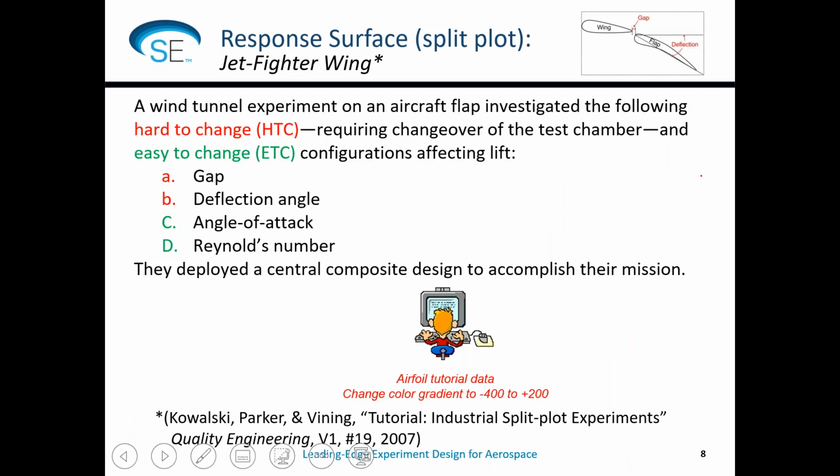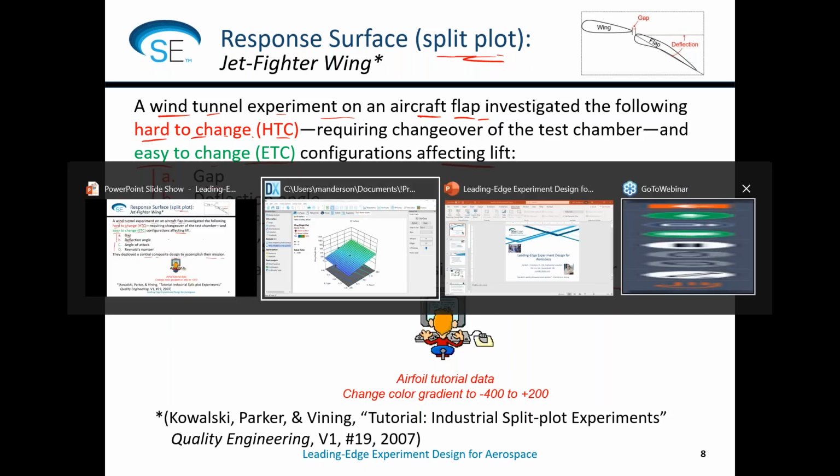So here's another one, and this one is from Kowalski, Parker, and Vining's tutorial on industrial split-plot experiments from Quality Engineering. And it was a real wind tunnel experiment on an aircraft flap. And this one is a split plot. So this one has, again, the hard-to-change factors in the lower case, which are the gap and deflection angle. And then we have some easy-to-change configurations that affect the lift. And then this one uses, I think, the full central composite to accomplish your mission. So let's see what we have here.